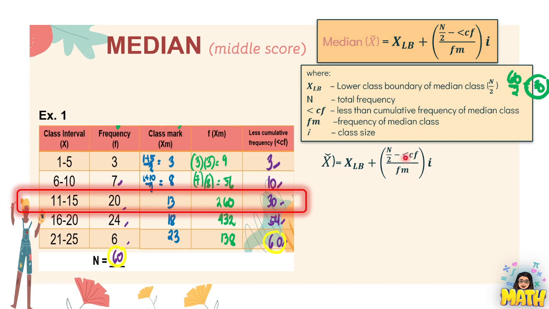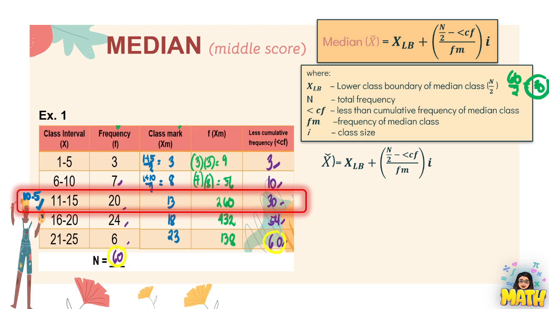Now let us substitute the following. First, let's have the lower class boundary of the median class. So dito sa ating median class na may class interval na 11 to 15, ang tinatawag nating lower class boundary is yung pinaka-smallest score minus 0.5. So 11 minus 0.5, that will give us 10.5. So that's what we call lower class boundary.